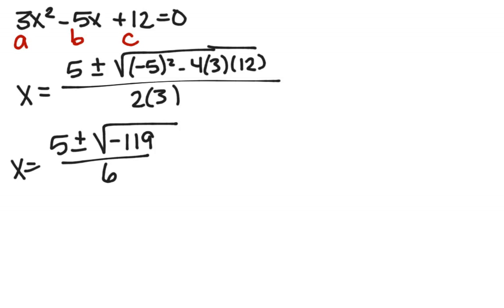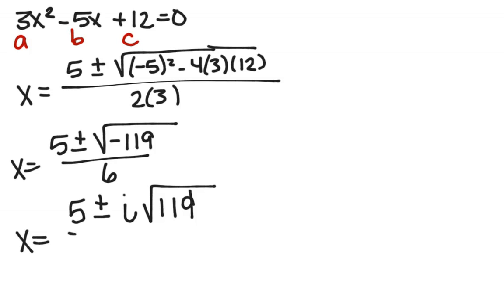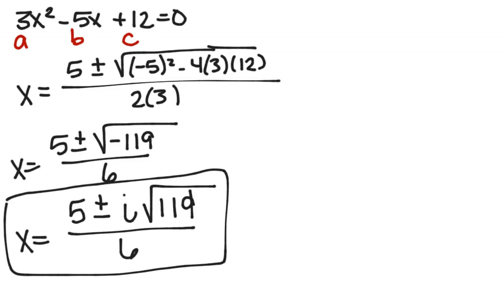Once again, we have the square root of a negative number. When we rewrite it, 5 plus or minus, we put i in front of the square root to say I took the square root of a negative number, and we change the square root of negative 119 to positive 119, and that's still all divided by 6. There's my answer. And that concludes how to work and solve any quadratic equation, no matter what type of root you have.